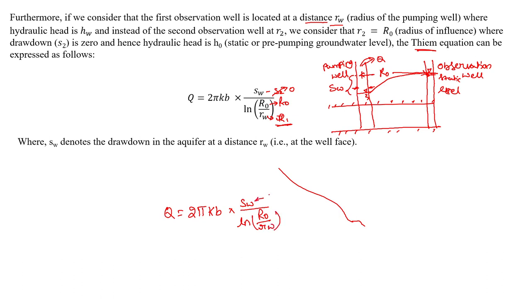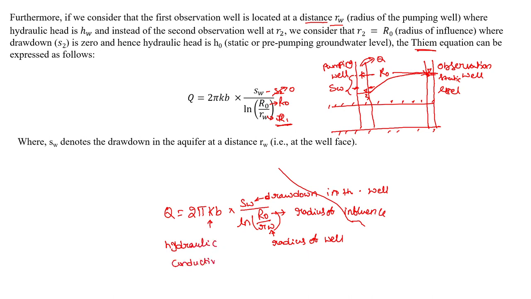What are the terms? SW is the drawdown in the well, and R naught is the radius of influence, and small rw will be the radius of the well, and K is the hydraulic conductivity, B is the width of the aquifer or depth of the aquifer, Q is the discharge or pumping rate. So these are the terms to be remembered.